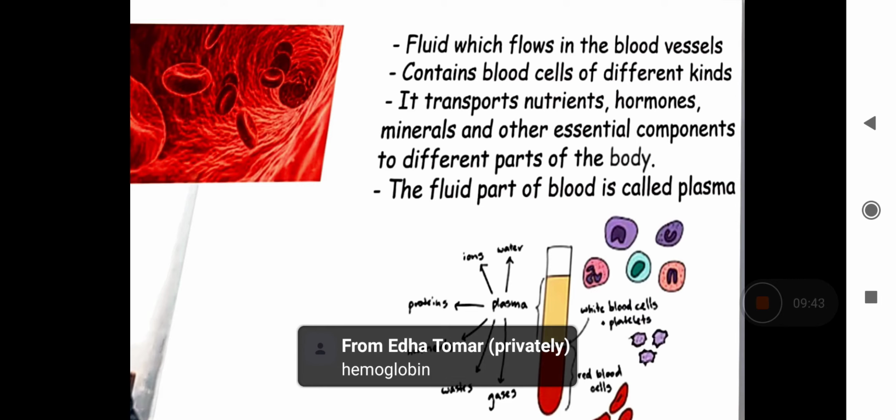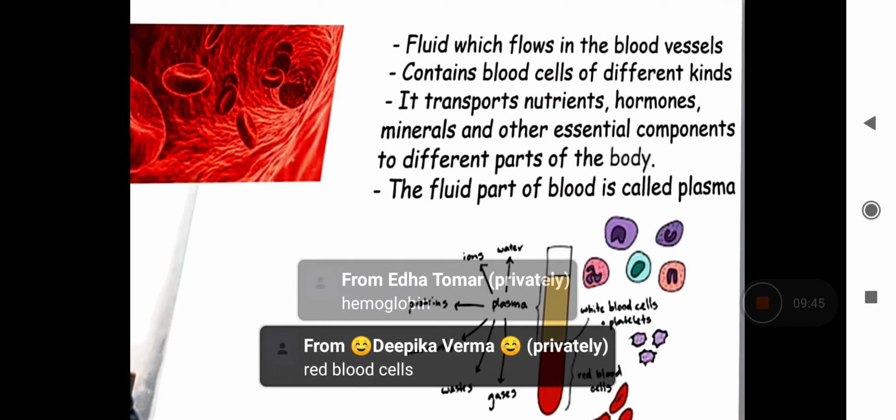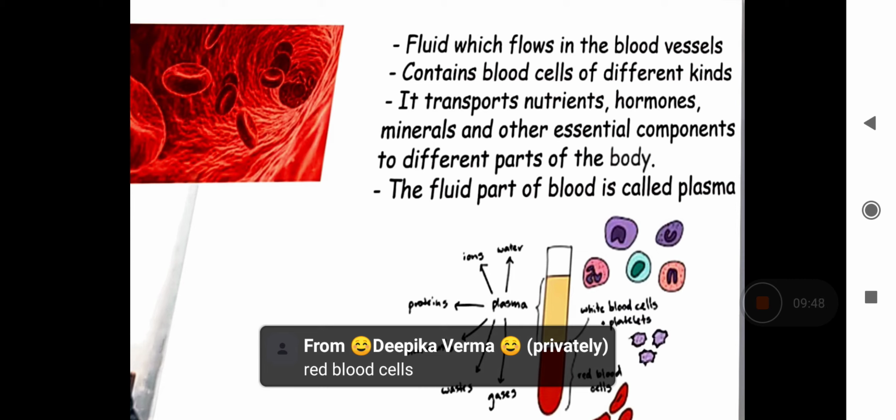Yeah, Edha Tomar, right. Hemoglobin is a red color pigment that is present. Deepika, no, it is hemoglobin. RBCs, yes, having hemoglobin. Very true.